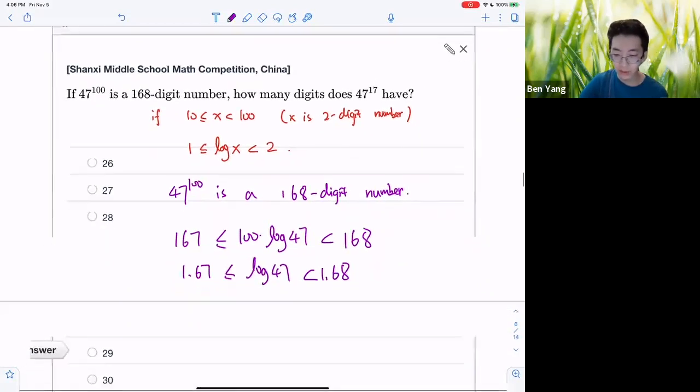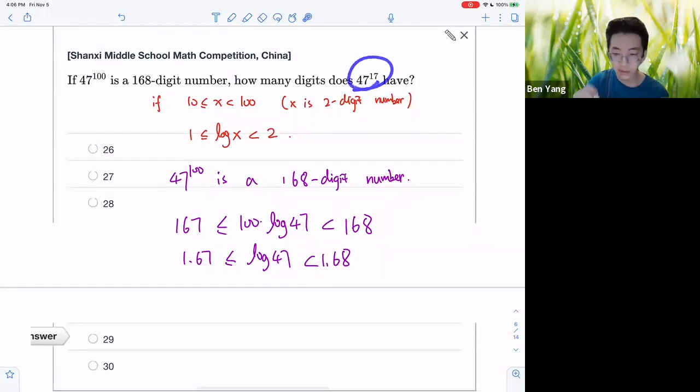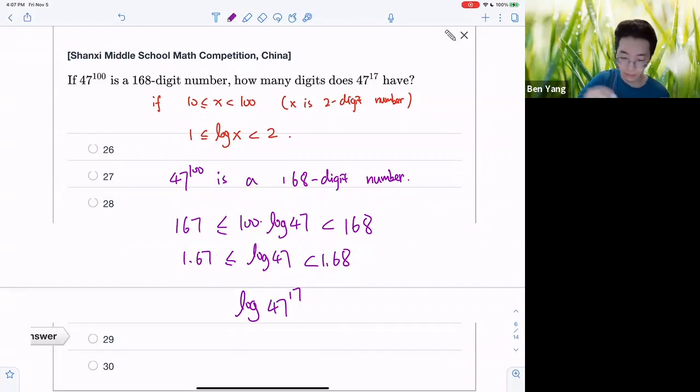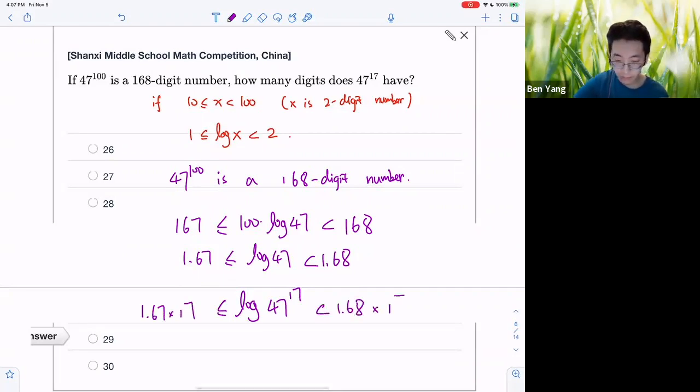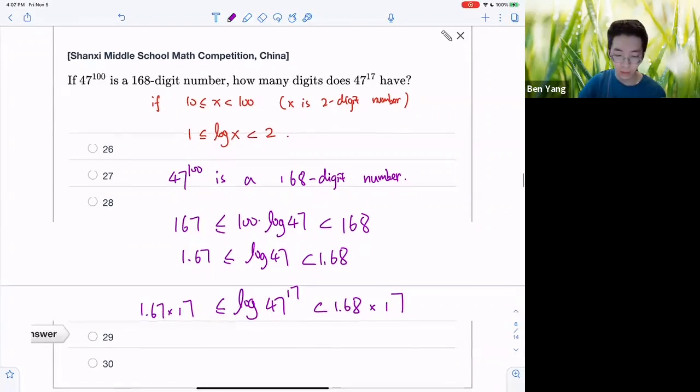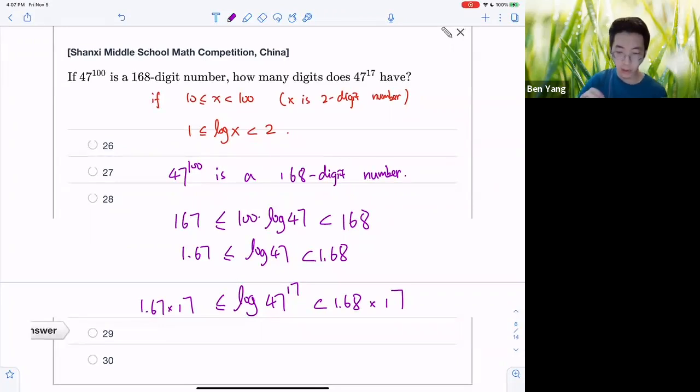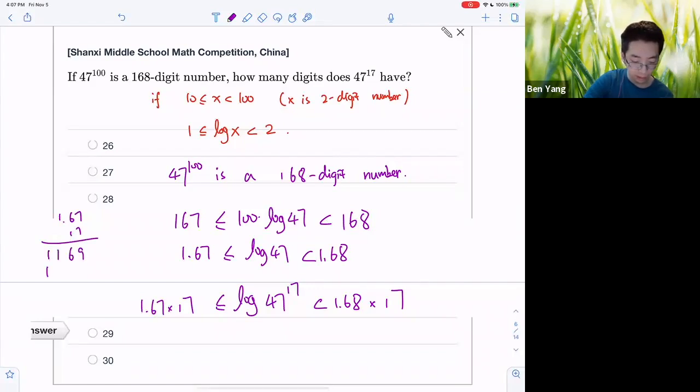Cool. So based on that, we have 47 to the power of 17, and we have an estimate about the log of that. So log of 47 to the power of 17 is 17 times these two bounds here. Okay, so now we need to compute this number. Let me see, 1.67 times 17. What's that? Okay, 2839. So it's like 28.39.